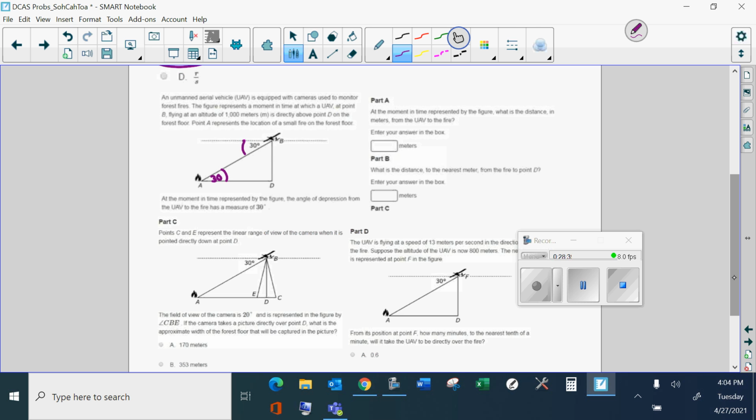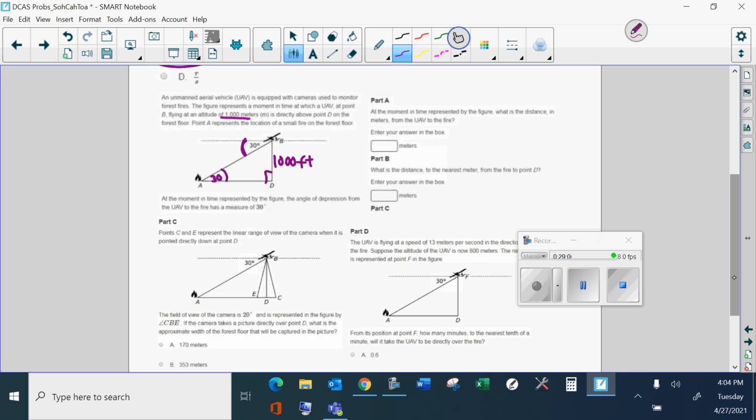B at an altitude of 1,000 meters. Remember, altitude is the same thing as height. You need to know that. You've done that on your DCAS sheet. Altitude and height, same thing. Directly above point D. Point A represents the location of a small fire. At the moment in time represented by the figure, the angle of depression, that's this one right here, is measured 30 degrees.